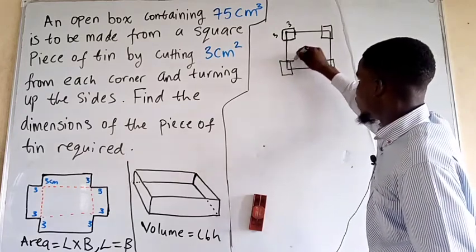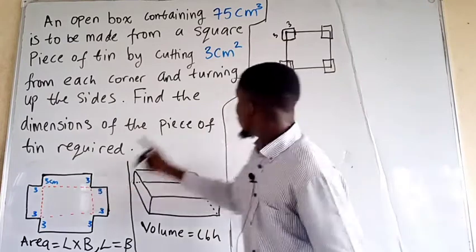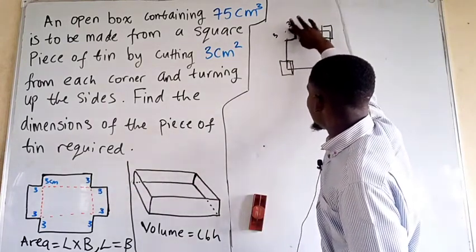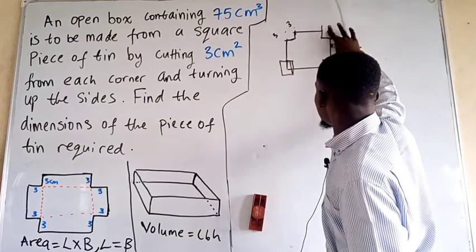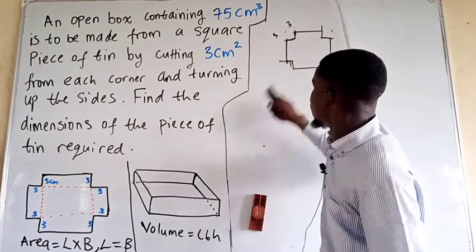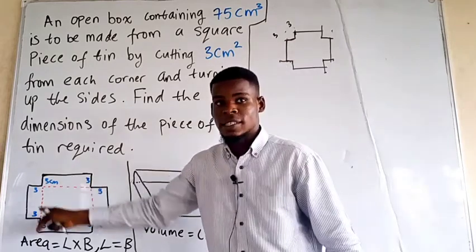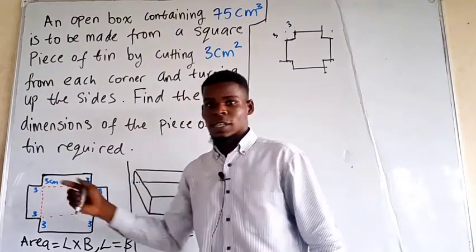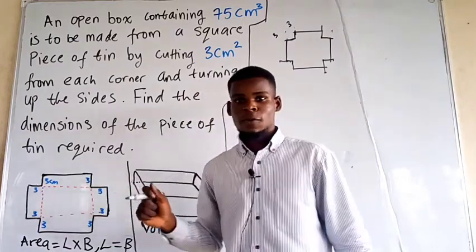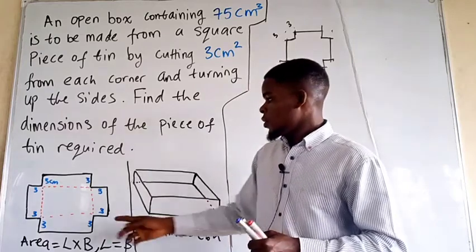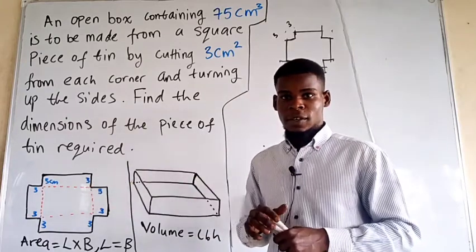So at the end, you are now left with something like this, where the corners are cut off. So if you clean this off, you've reduced this by 3, reduced this by 3, and so on over here as well. So we are having something like this, where 3 centimeters has been cut off here, and 3 centimeters also has been cut off over here. That forms a 3 centimeter square. That happens to the four corners.